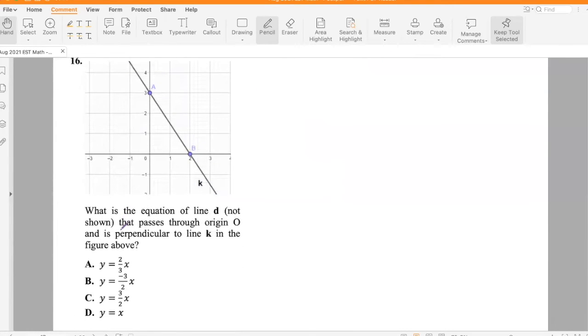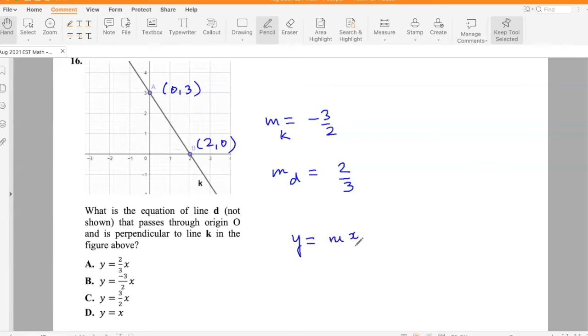What is the equation of the line D, not shown, that passes through the origin and is perpendicular to line K? Okay, so line K passes through 0, 3 and 2, 0. So the slope of line K would be minus 3 by 2. So the slope of line D will be 2 by 3 because perpendicular lines have slopes that are negative reciprocals of one another. And since line D passes through the origin, it is in the form y equals mx. So y is 2 by 3 x. Option A.